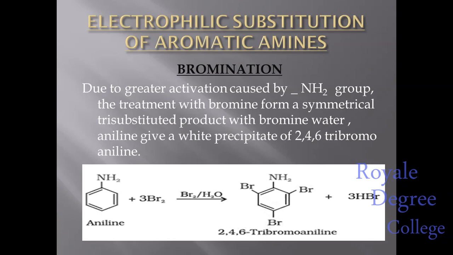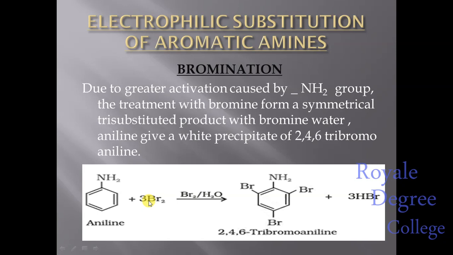Due to greater activation caused by the NH2 group, the treatment with bromine water forms a symmetrical tri-substituted product. Aniline gives a white precipitate of 2,4,6-tribromoaniline. See the reaction. We are taking aniline, the benzene ring with NH2 attached. On the benzene ring, at the two ortho positions and one para position, hydrogen atoms will be there. Those hydrogen atoms are going to be replaced by bromine.